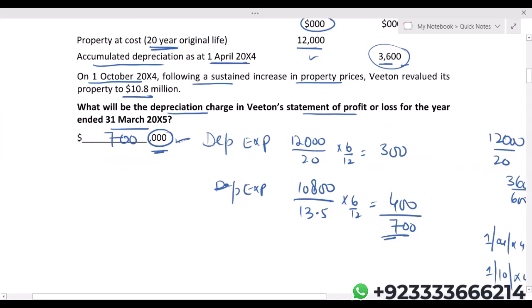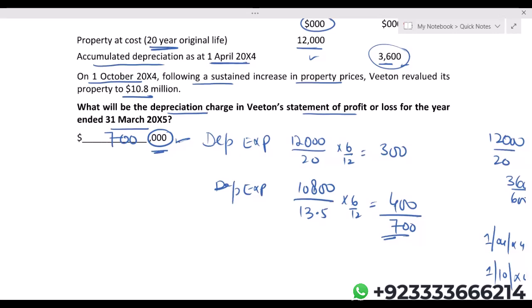Basically, the examiner has not asked us the amount of the revaluation surplus, or how much revaluation surplus should be realized. Nothing like that is mentioned. These are not the requirement in this question. The examiner has asked us only one thing: what is the total depreciation for the year ended March X5, which we have calculated. The main concept is that after revaluation, if the examiner is not giving you the remaining useful life, then you have to calculate the remaining useful life. After revaluation, the asset will be depreciated over its remaining useful life.